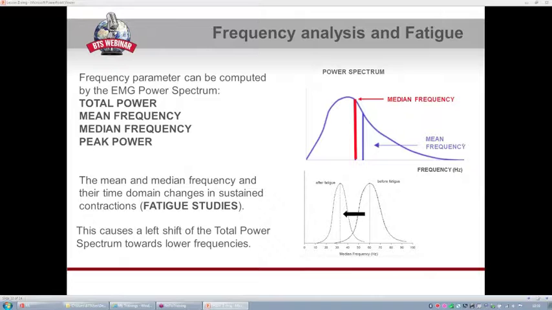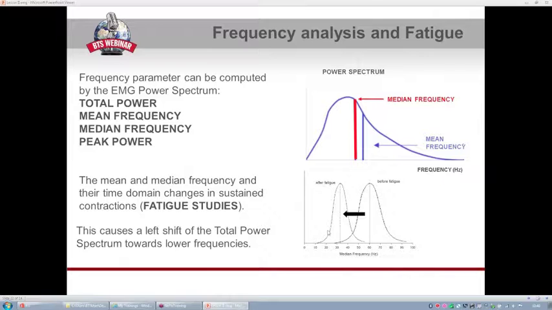The classical test requires performing, for example, a constant load level at a well-defined angle position, mass or muscular length, and you can see that due to the recruitment of the motor units, the median frequency of the total power spectrum shows a decrease over the contraction time. This is because the conduction velocity of the motor action potential on the muscle membrane decreases. So the phenomenon of fatigue causes a left shift of the total power spectrum towards the lower frequency.